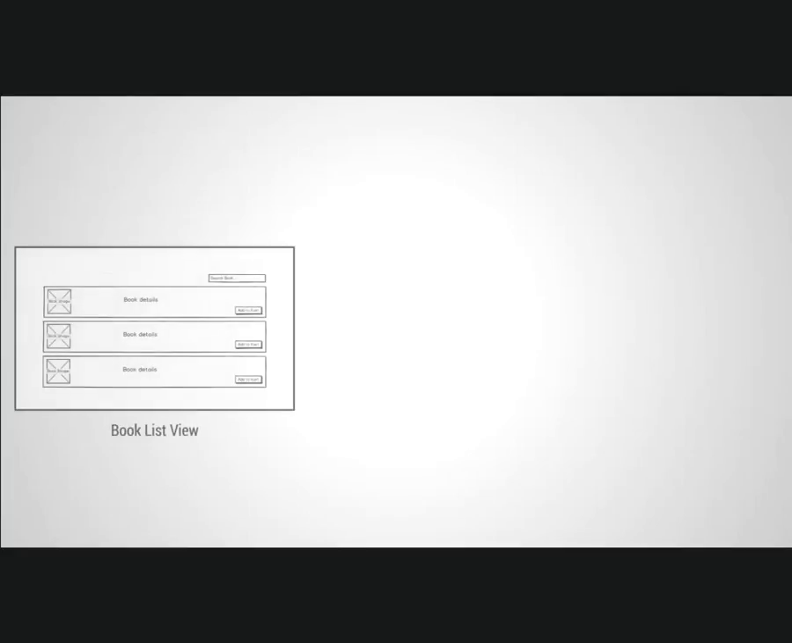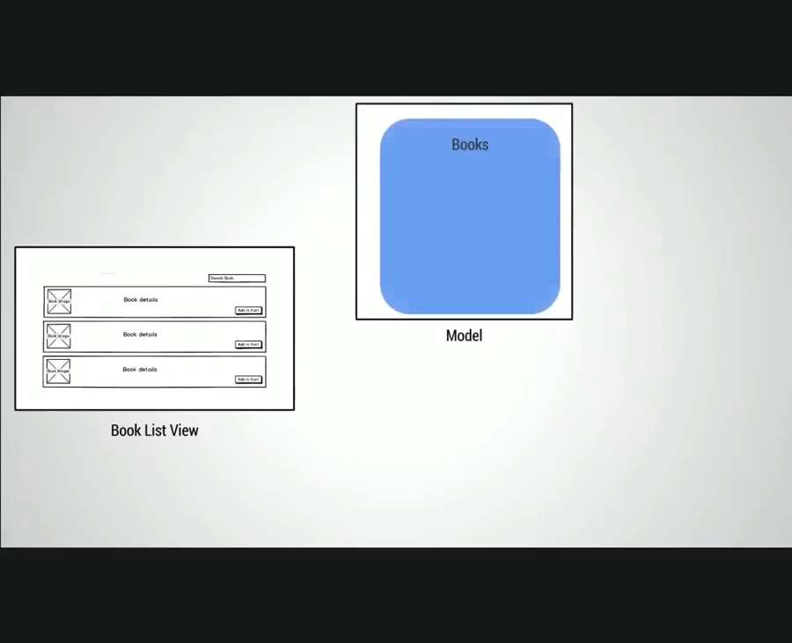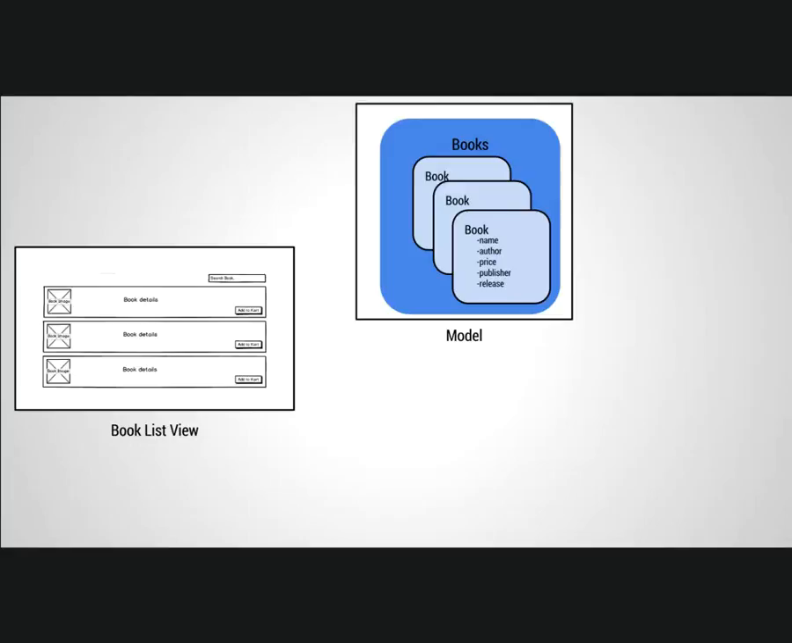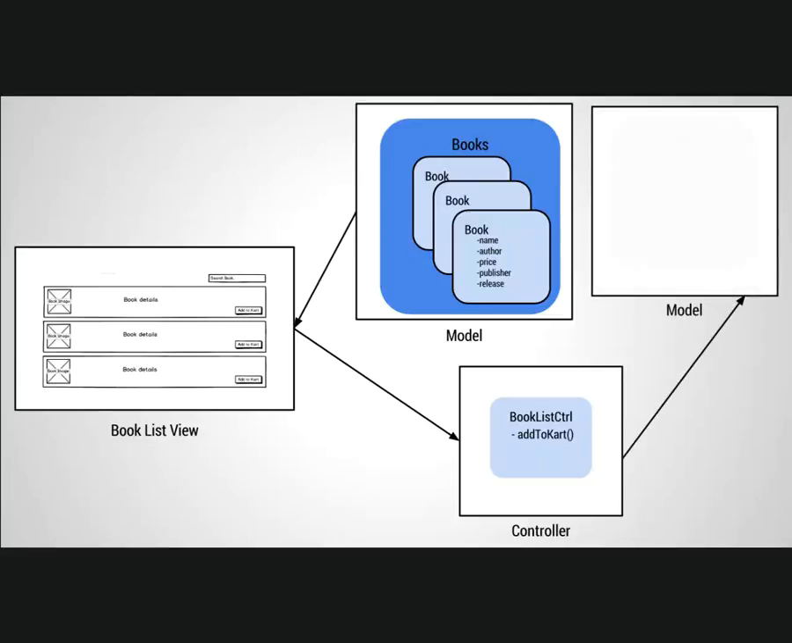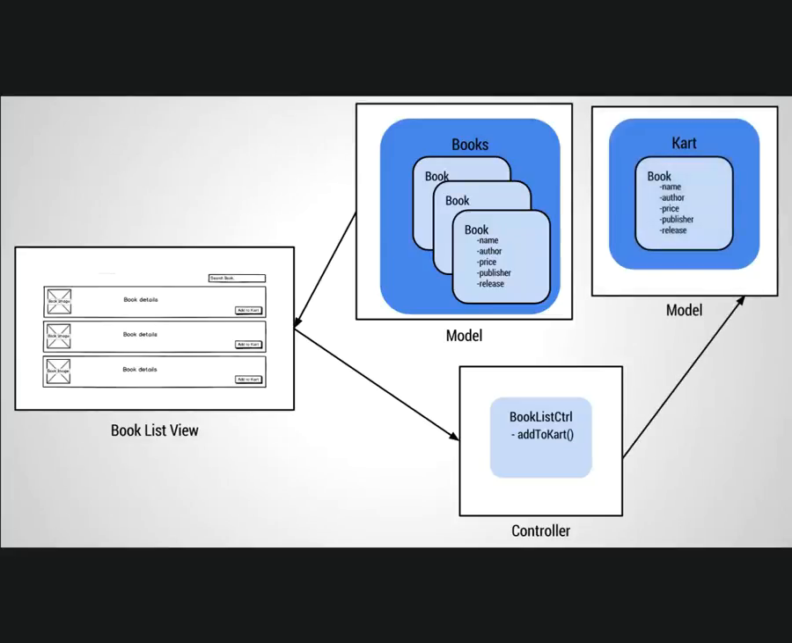Similarly, let's draw the models, views, and controllers for the other small views. Our book list view will be made up of a collection of books. So we can have a model as an array of books. Each book will be represented with the name, author, price, publisher, and release date. When the user clicks on the Add to Cart button, this business logic will be handled by the controller, the book list controller, which will add the book to another model, the cart.